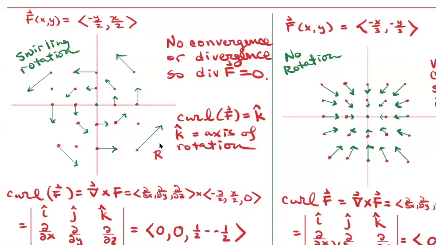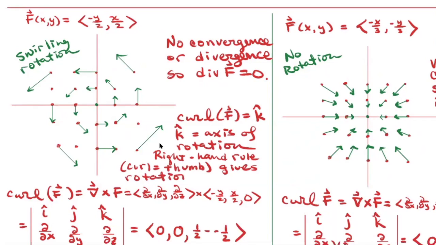So I'm doing a right-hand rule with the curl equal to your thumb. It gives the rotational direction. So there's all kinds of info that you get from the curl.